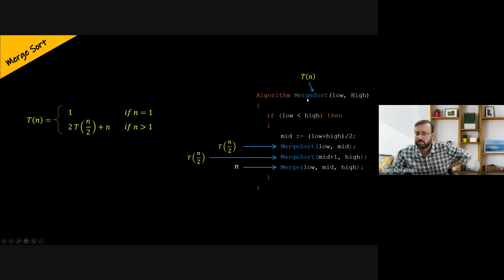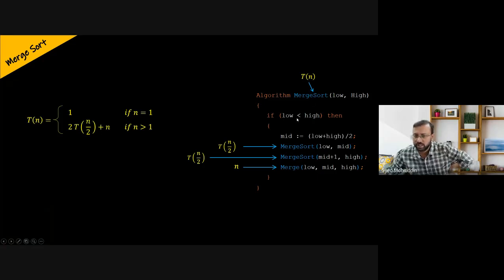Merge sort is recursive. It's a recursive algorithm. We need to find the recurrence relation. Let us assume T of n is the time complexity for the merge sort. Now, this merge sort T of n, n is the size of the array.